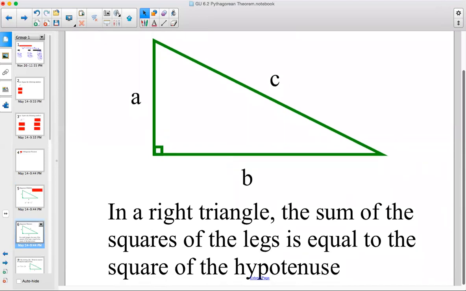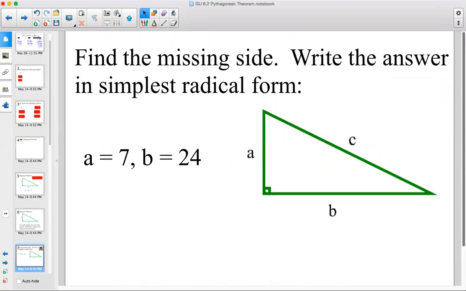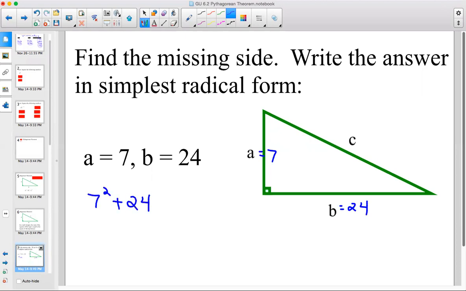This is just the written out version of our equation. In a right triangle, the sum of the squares of the legs is equal to the square of the hypotenuse. All right, so here we're given 2 leg lengths, 7 and 24, and we want to find c, our hypotenuse length. So we take 7 and 24. So we have 7 squared plus 24 squared equals c squared.